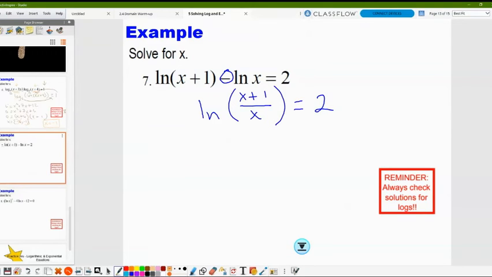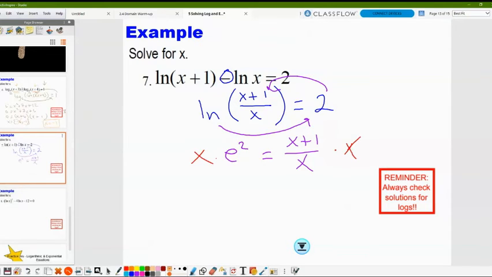Now, I don't have a log on the other side, so I'm going to have to rewrite this in exponential form. So I'm going to raise e to the second power, because when it's natural log, my base is e, equals, or gets me back to x plus 1 over x. Okay, let's start solving this now. Break out those algebra skills. We're going to multiply both sides by x to get rid of the denominator. That'll cancel. That gives me, now e is a number, so I'm going to put it out front as the coefficient. So e squared x equals x plus 1.